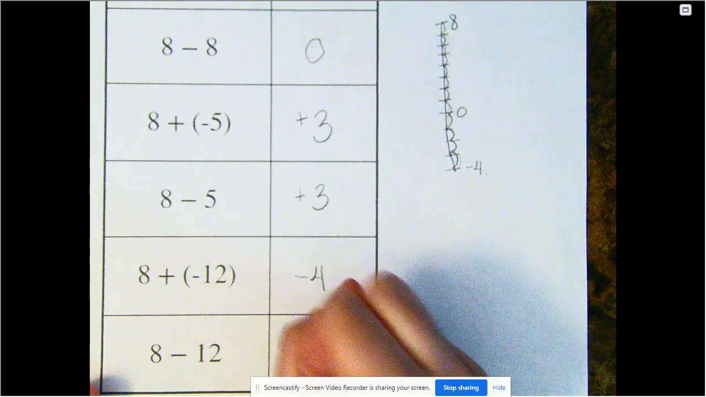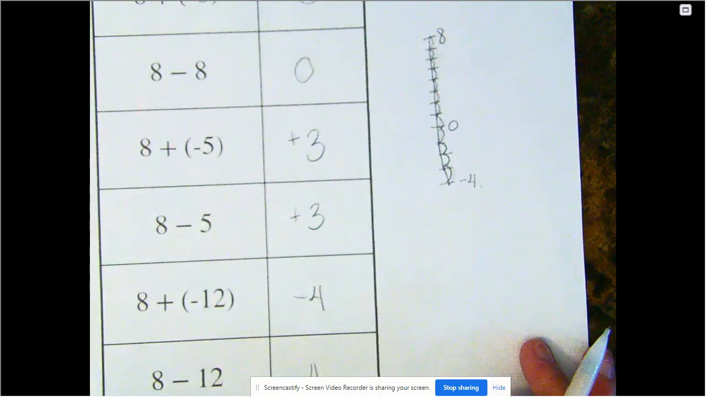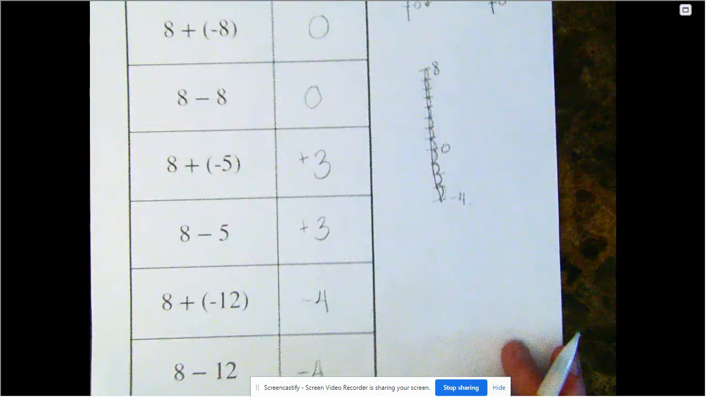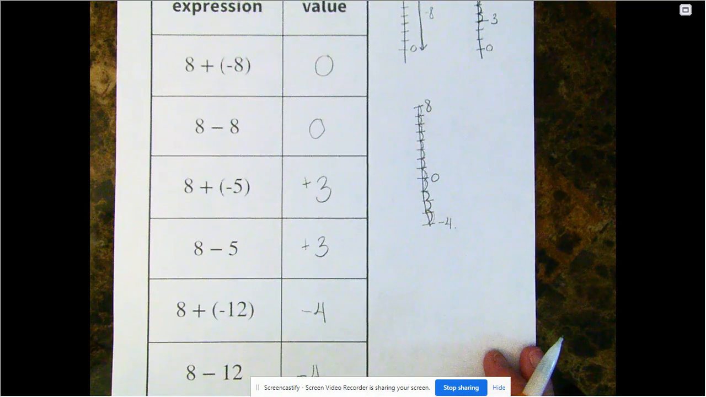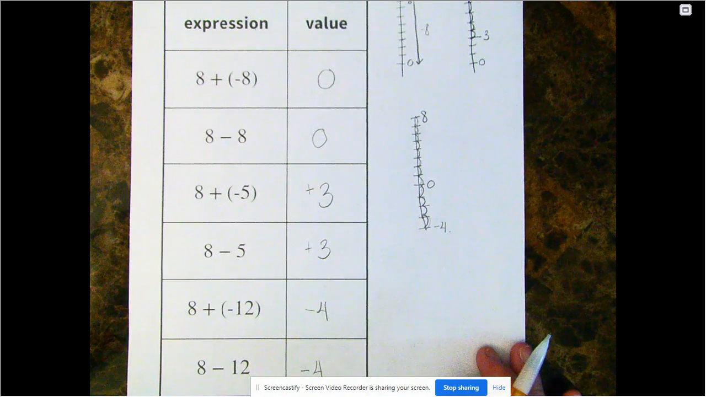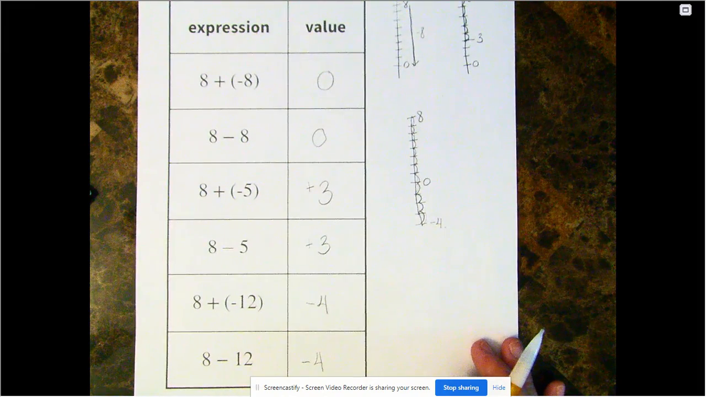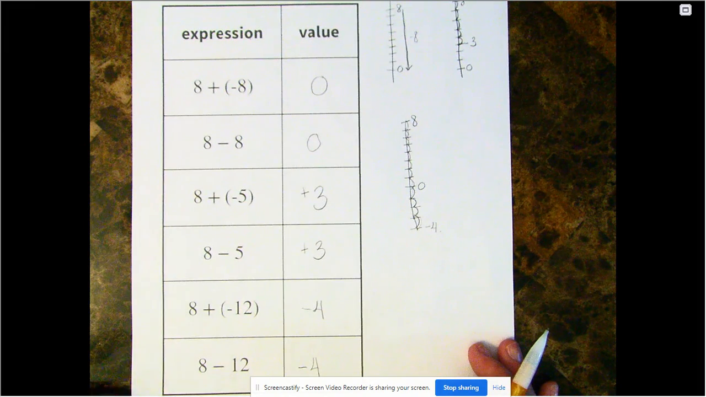So I want you to think for a moment, what do you notice about this table? So you're looking at the adding, you're looking at the subtraction. What do you notice about each expression and their value? And then you can also take a look at the number lines as well.